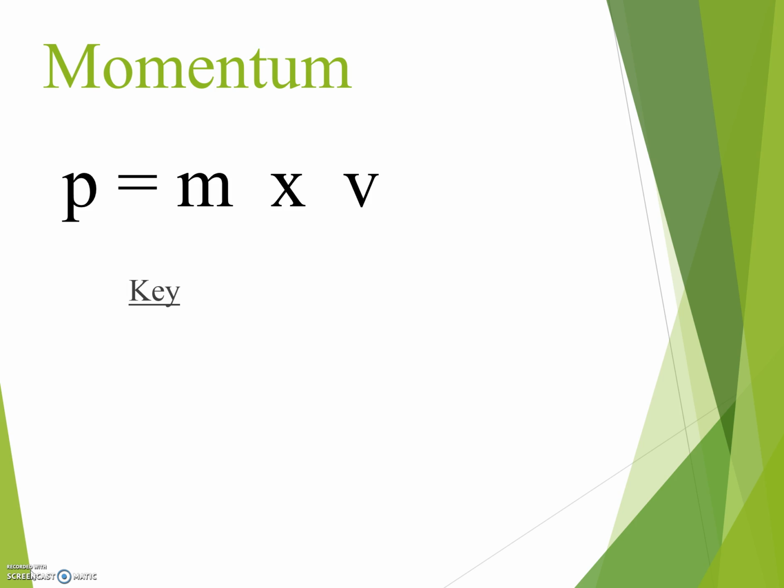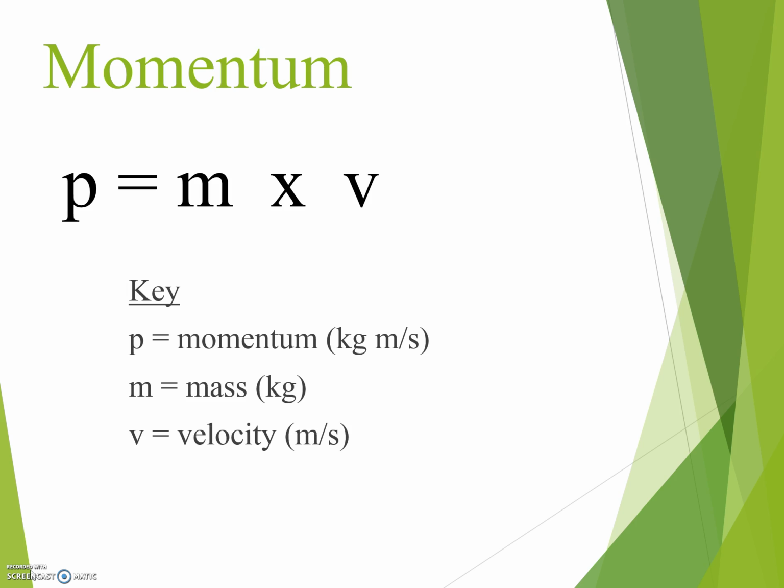So let's put a key for our equation. Our lowercase p is the symbol we're going to use to stand for momentum, and the units for momentum are kilogram meter per second. m is going to stand for the mass of our object, and our units will be in kilograms. And v will stand for velocity, and the units for velocity are meters per second.